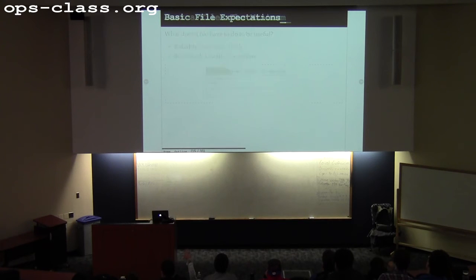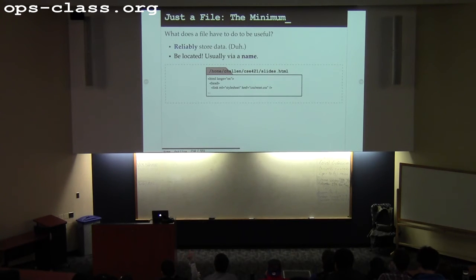Reliably store data, be located. And those are, I would argue, the basics. Some of the other things people said are nice. Permissions, types, yeah. Are there any functional file systems where there is no editing, you just open it and save a new copy? Function, I like that. A functional file system. There is no editing. Well, actually, this is interesting. There is. You guys are using one right now.